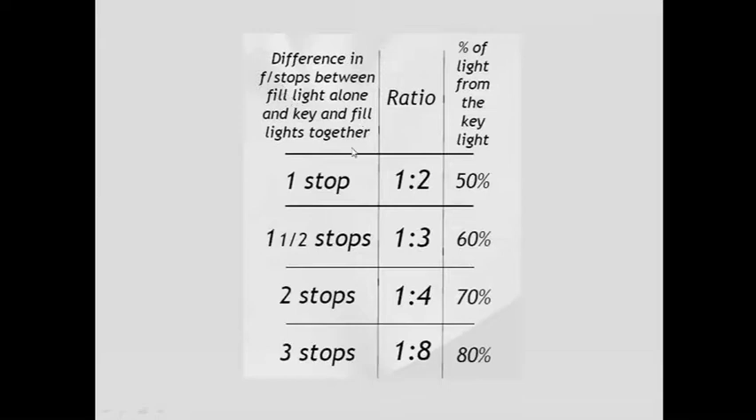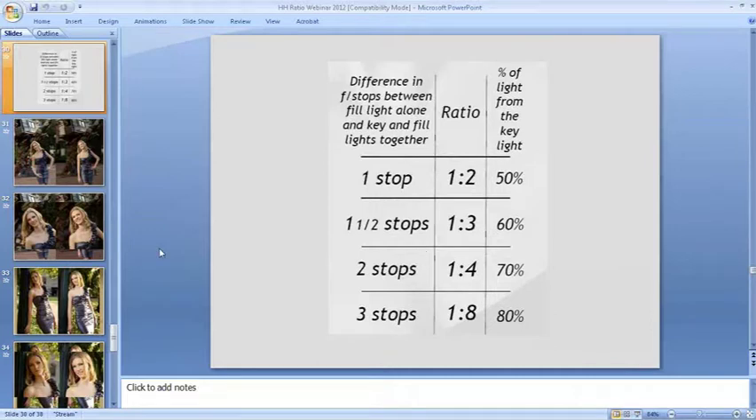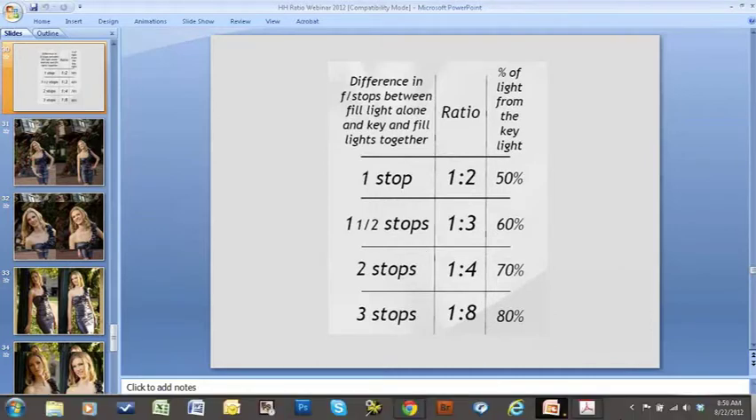Again, the additive method. So you meter the fill light or the ambient light alone, and then you meter both the key light and the fill light together. And if there's a 1-stop difference between the two of them, it's a 1 to 2 lighting ratio. If there's a stop and a half difference between the two of them, it's a 1 to 3 ratio. If there's a 2-stop difference, it's a 1 to 4, and a 3-stop difference, it's a 1 to 8. I'm guessing most of you aren't going to be using 1 to 8 unless you're trying to do something really creative. It's usually either going to be the 1 to 4 or the 1 to 3. Okay? Hopefully that's helpful. Let me take you back to where we were.